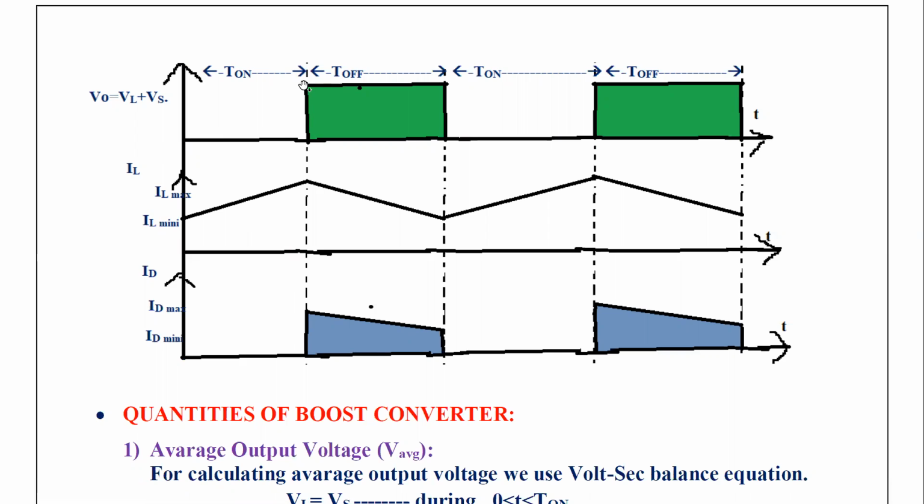And during turn off time, the voltage will be the combination of the input source and the inductance voltage. Therefore, there will be a rise in the voltage. So this is during turn off time: V naught is equal to VL plus VS.